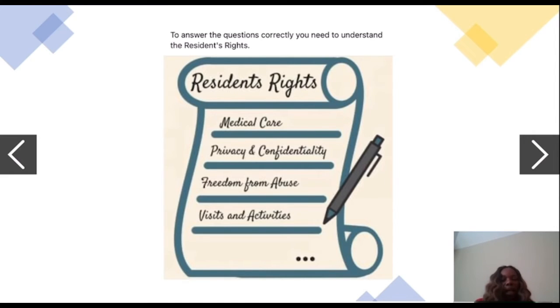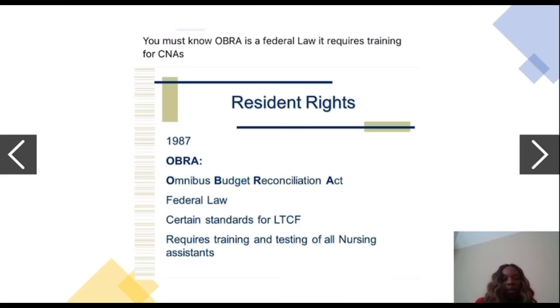Residents' rights. They have a right to their medical care, privacy and confidentiality, freedom from abuse, and visits from family, and they have the right to engage in activities.